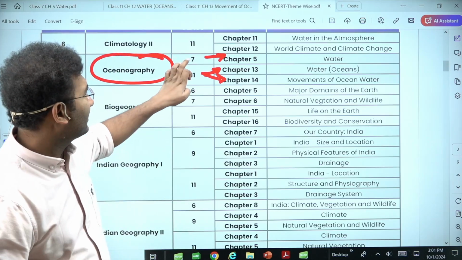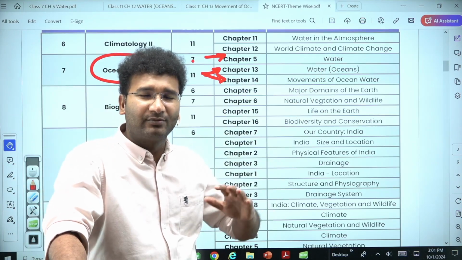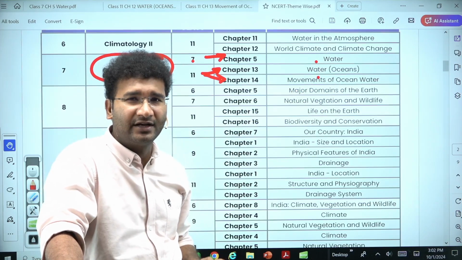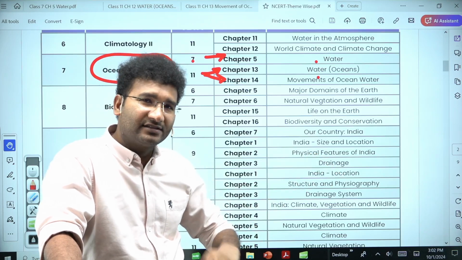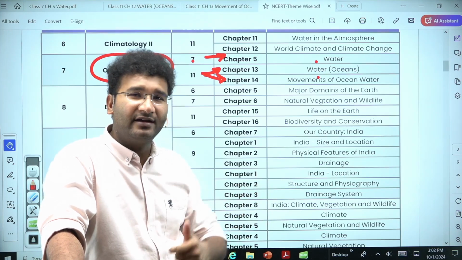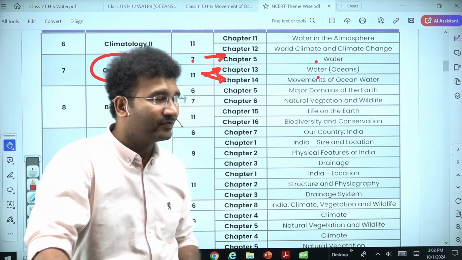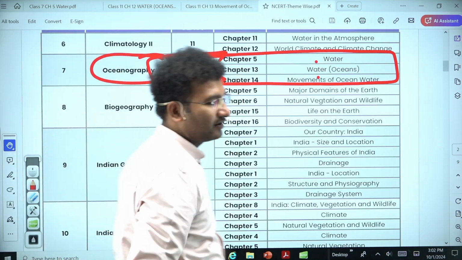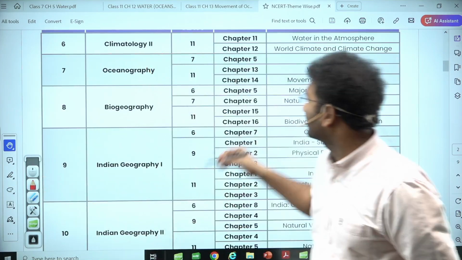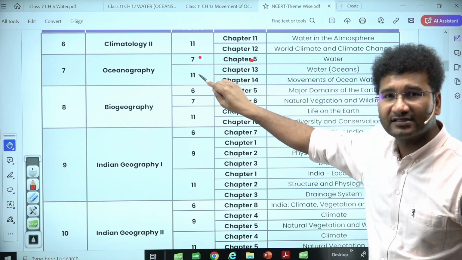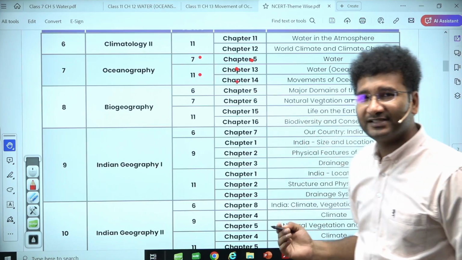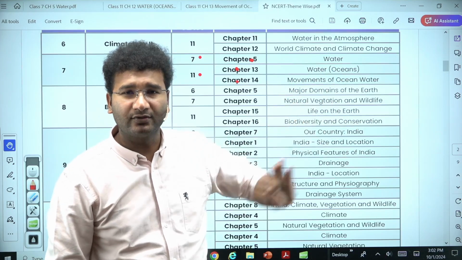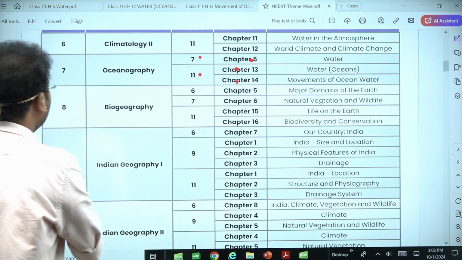In class 7, some fundamentals and basics about water are written. The same thing is also repeated in your class 11 Fundamentals of Physical Geography and India: Physical Environment, where little basics are written. So we'll try to understand all these chapters in one go, right? Let me repeat: class 7 chapter number 5, class 11 chapter number 13 and chapter number 14. The names of these chapters are Water, Oceans, and Movement of Ocean Water. These are the chapters that we need to go through in a detailed manner.